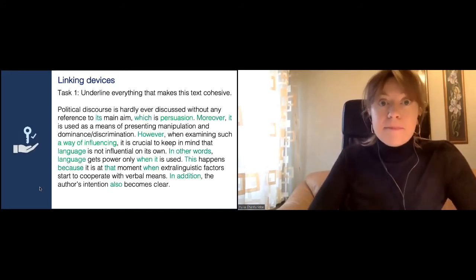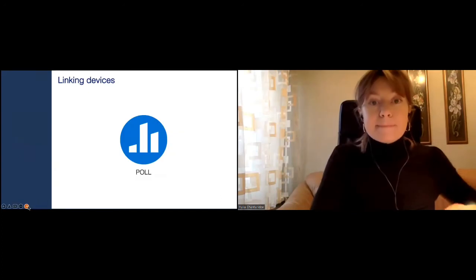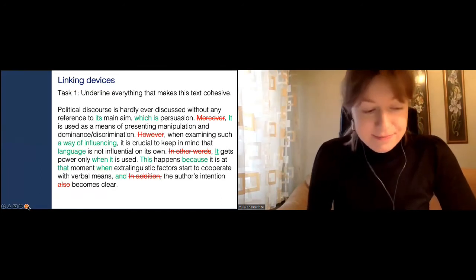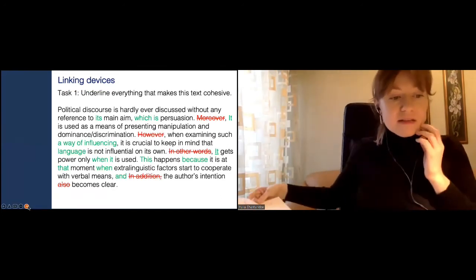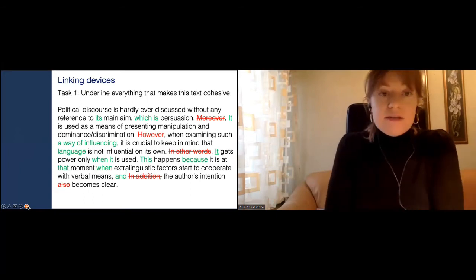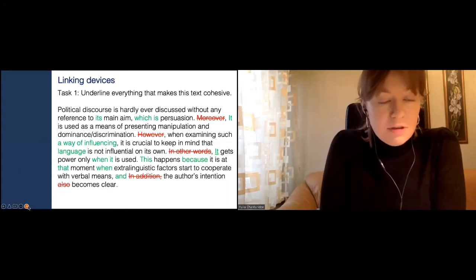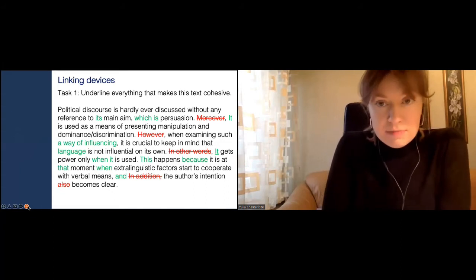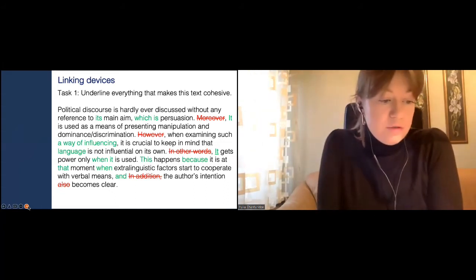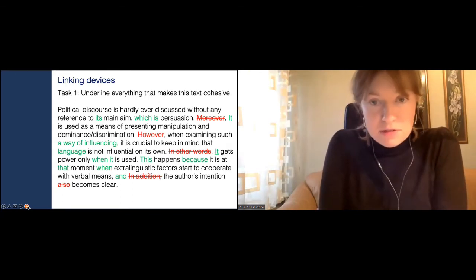And this is what we've got. This is what I think about the text. Of course, opinions may differ. And this is the text in question that we have just discussed with you. And this is how I have improved it. Of course, there are several ways to improve it. So this is just one of the possible versions.